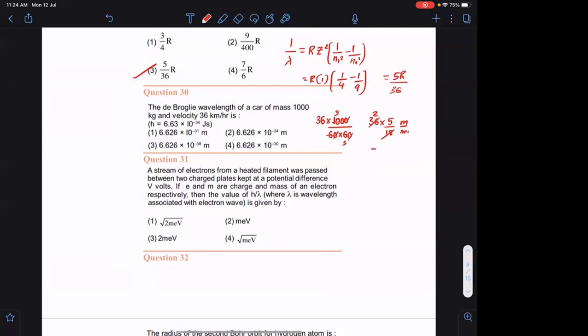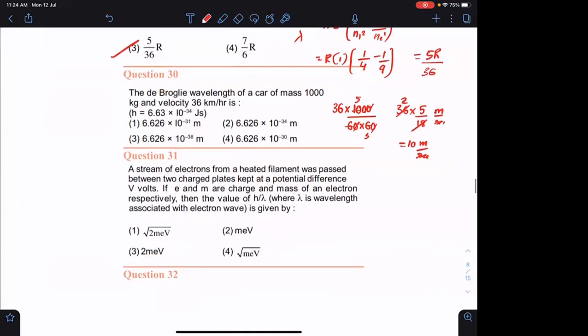So 18 ones, 18 twos. So the speed is 10 meter per second. If it is 10 meter per second, what is the value of de Broglie wavelength? Lambda is equal to h upon mv, which is 6.626 into 10 raised to minus 34 upon mass, 1000 kg, into velocity, 10 meter per second. So the answer is 6.626 into 10 raised to minus 30. Everyone, direct formula application: 6.626 into 10 raised to minus 30.